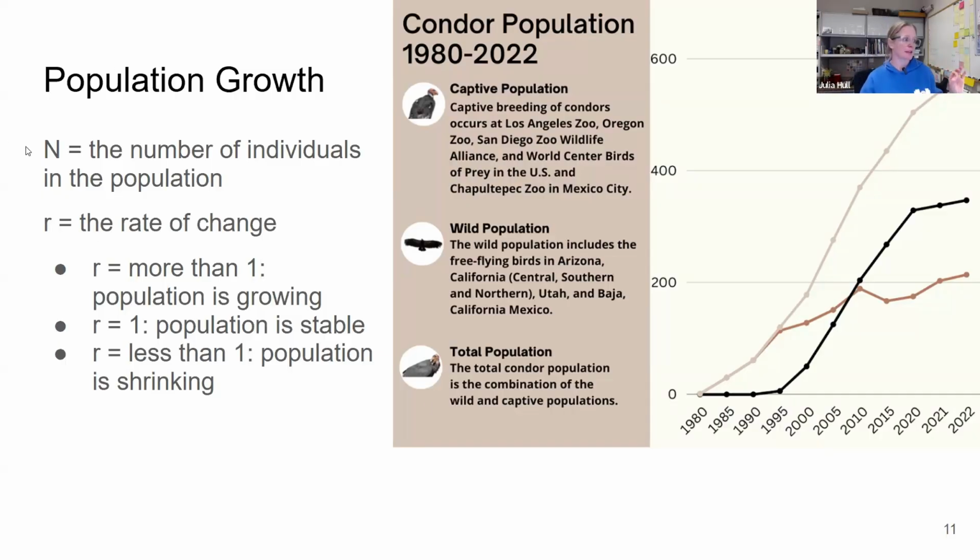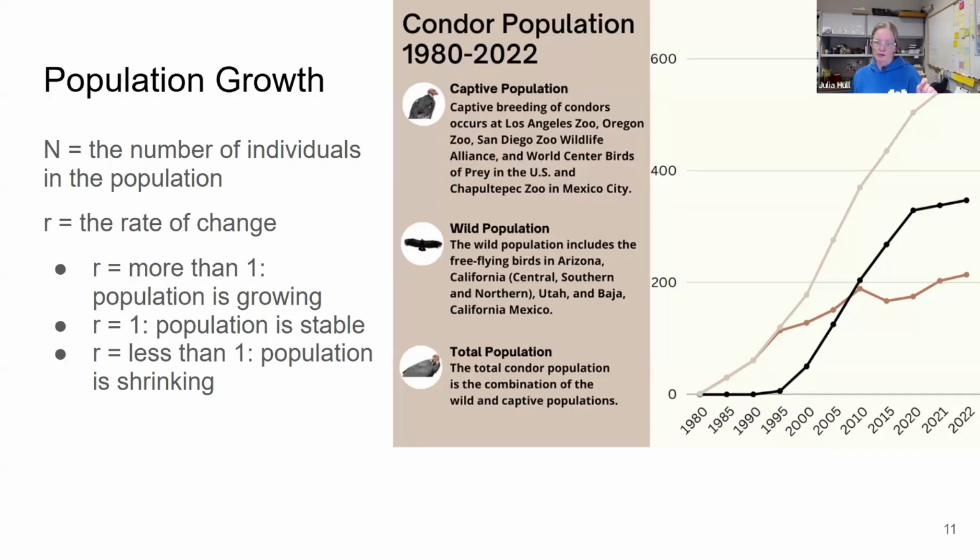So first of all, this capital N is going to stand for the total number of individuals in the population at the first time period. Another thing that we need to know about is the rate of change that the population is experiencing. That means how fast, how slow, or whether there is no growth, is the population growing or shrinking. We're going to use this lowercase r to represent the rate of population change.